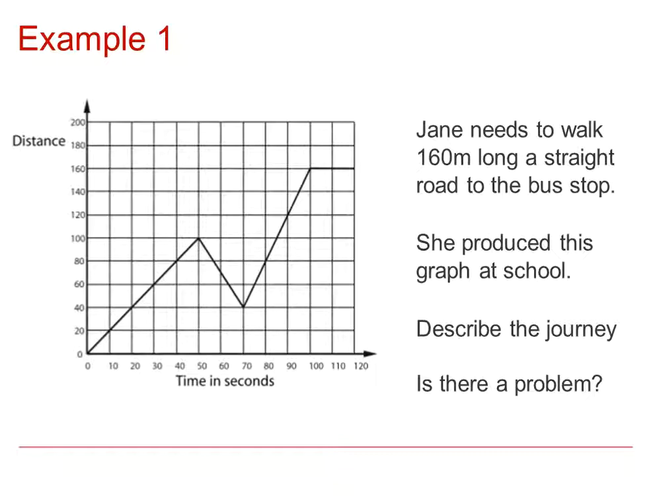At the moment there is a problem with this graph because the vertical axis is labelled distance, and distance is a scalar quantity and distance cannot decrease. So there is a problem between 50 and 70 seconds where the distance is decreasing. A much better label is distance from home. So we've got a reference point of the house. So distance from home is a much better quantity to measure.